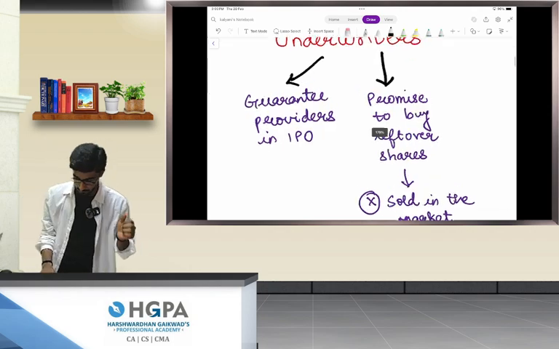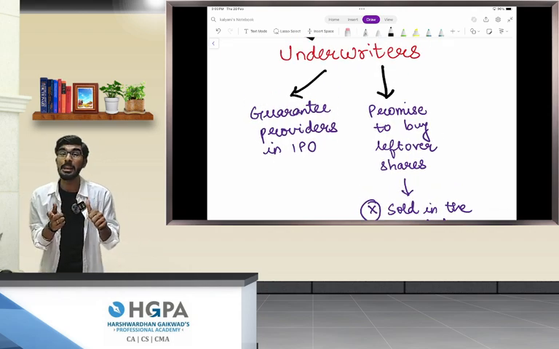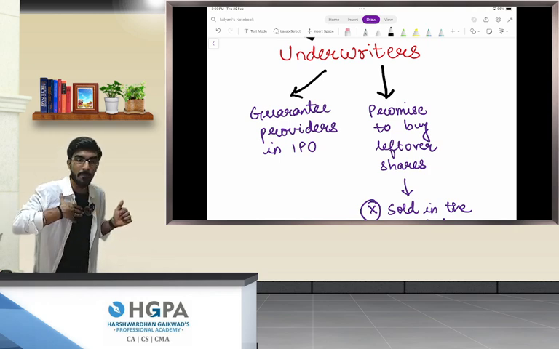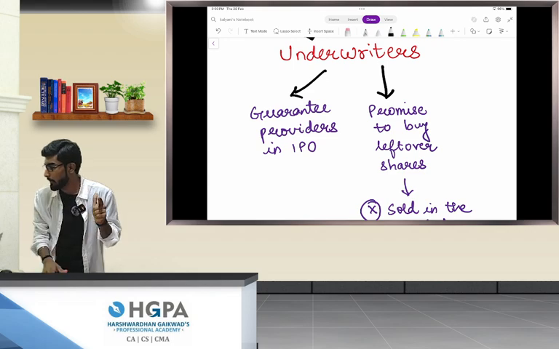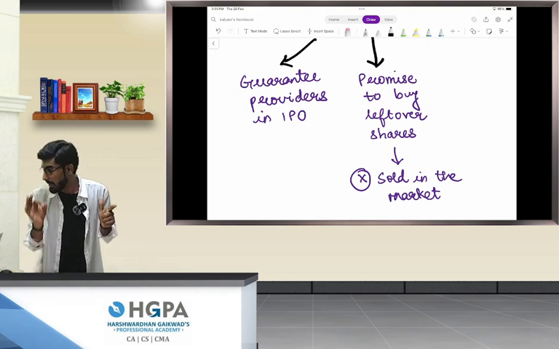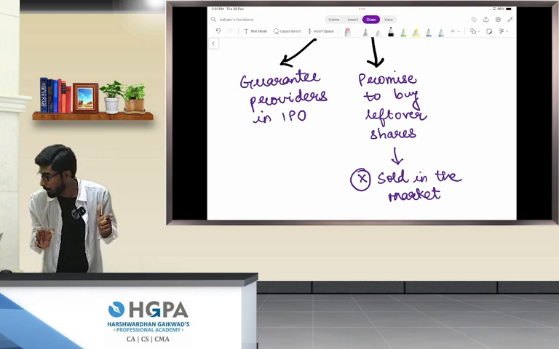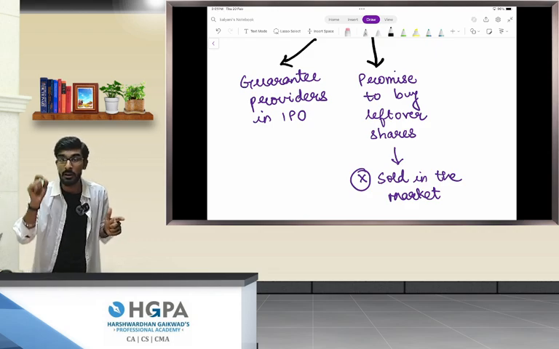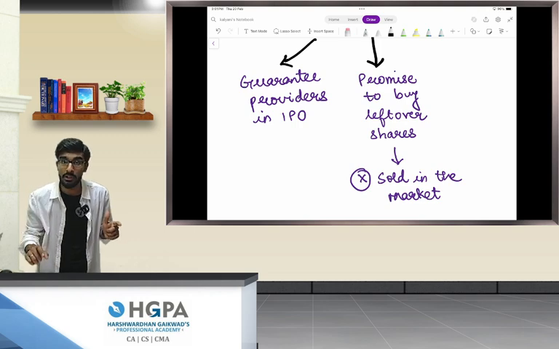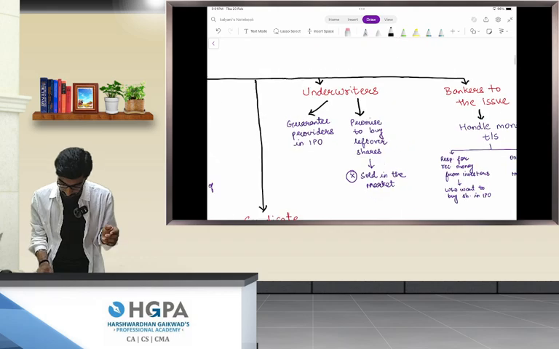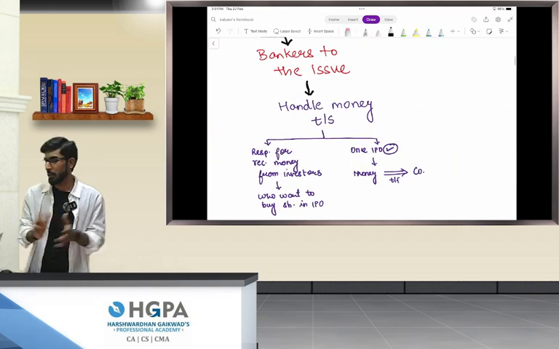Underwriters are guarantee providers in an IPO. Guarantee providers means if they do not purchase your shares, I will purchase your shares. Number two, he promises to buy the leftover shares that are not sold in the market. Clear?